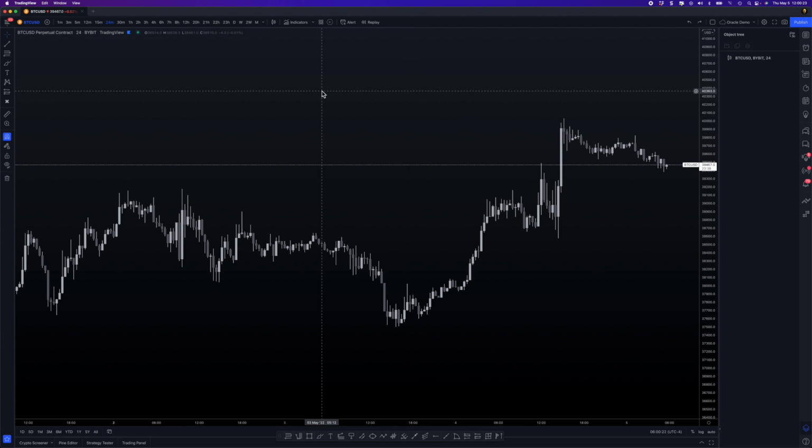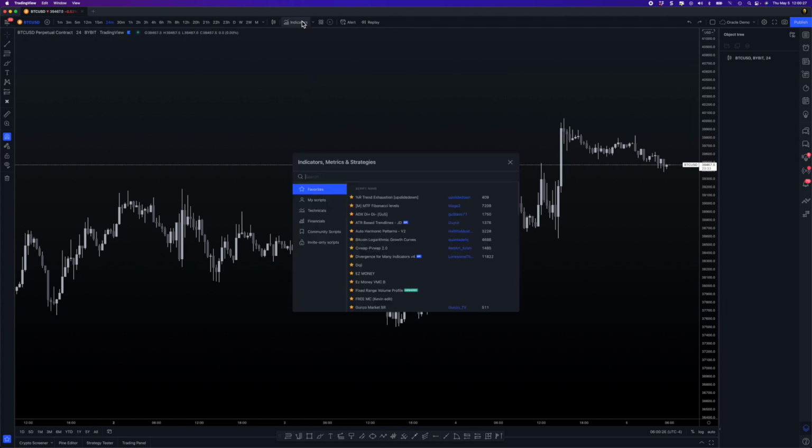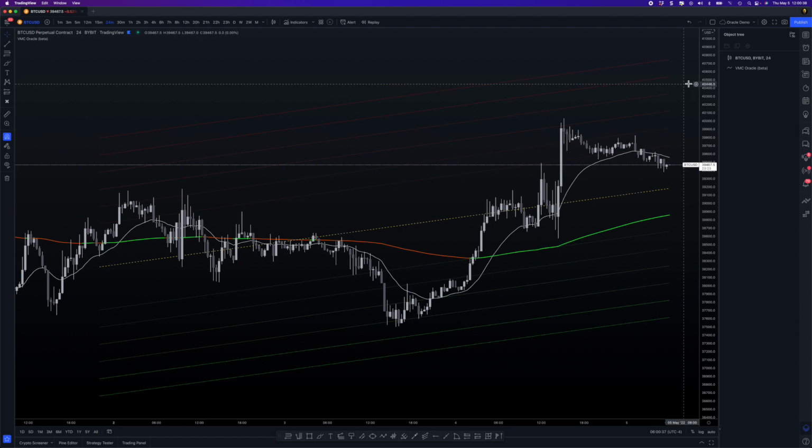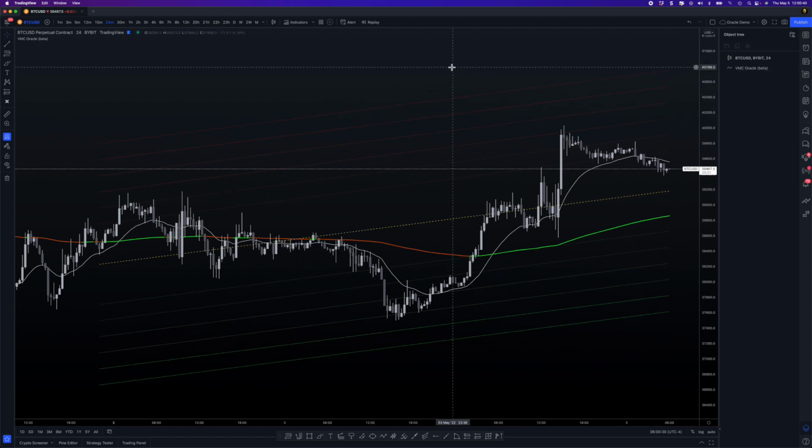Oracle is finally live, and I'm very proud to introduce it to you today. Let's start by adding it to our chart from the indicators, VMC Oracle. And what I'll do is I'll go through this very slowly. We will be combining several indicators to show you how to best utilize this indicator.